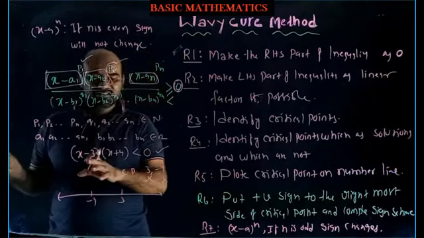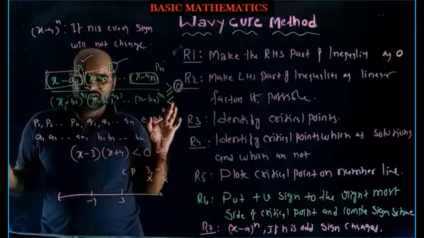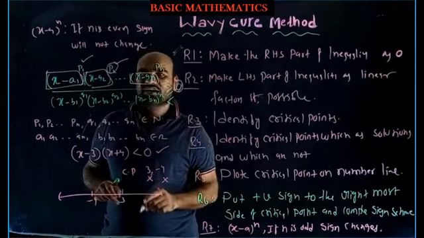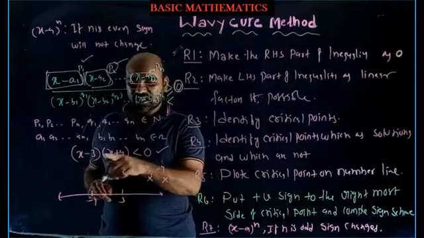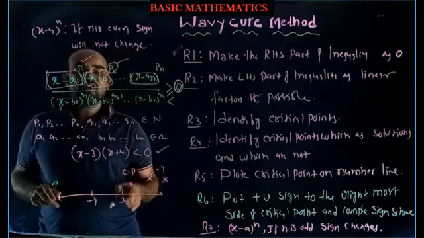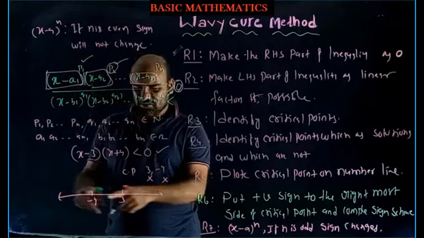Understood? (x - 3)(x + 4) < 0 is given. First of all, you want to identify the critical points. 3 and -4 are the critical points. 3 is not satisfying, and -4 also does not satisfy. So first of all, plot those critical points on the number line.